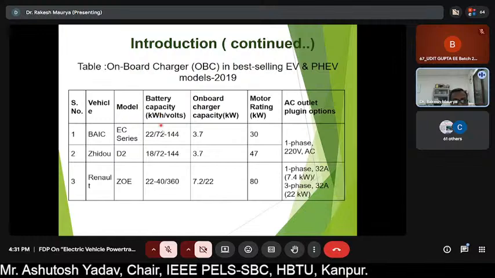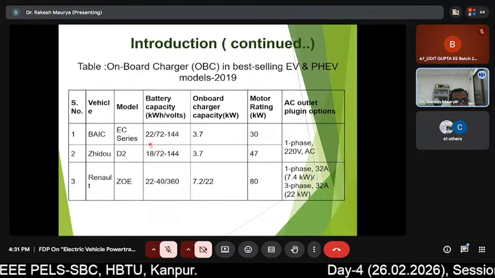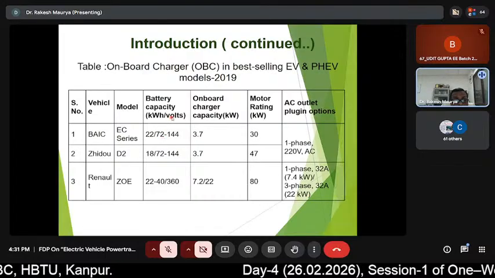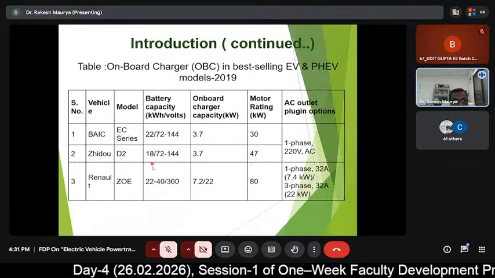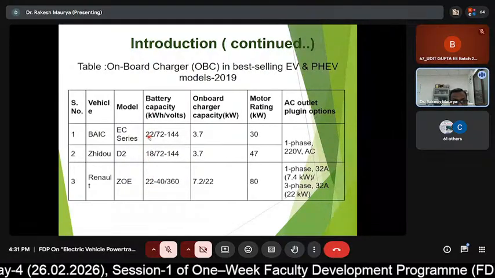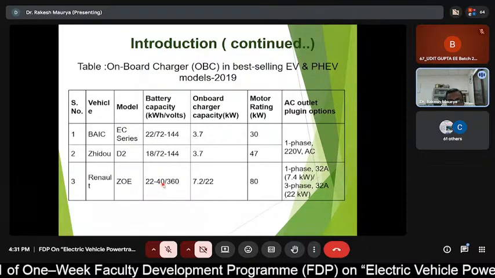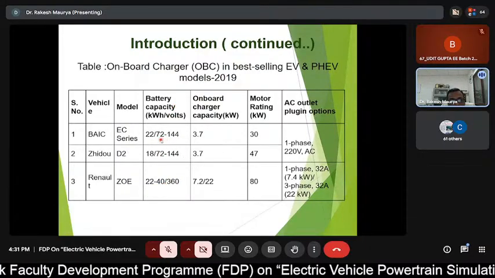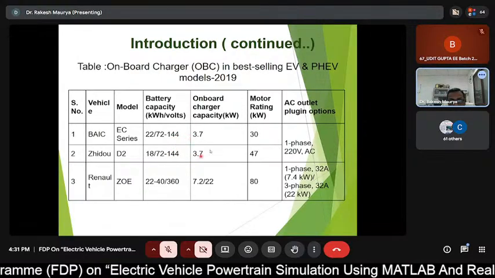So the battery is normally, let's say here we have a 22 kilowatt battery with 72 volt nominal voltage. Similar, this is the range which I would like to tell you. So 22/72 or 22/42, and the next is 72 to 44, which are the voltage levels.